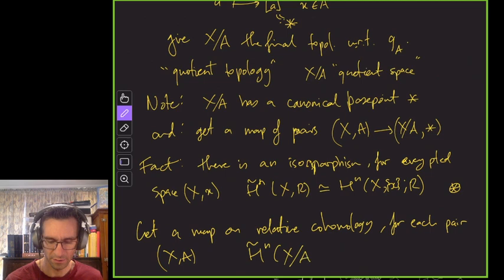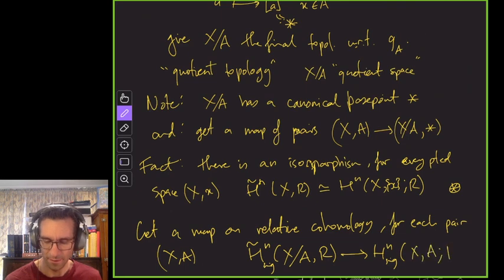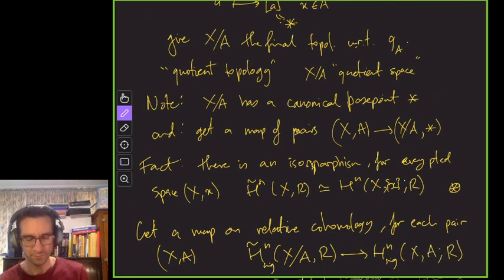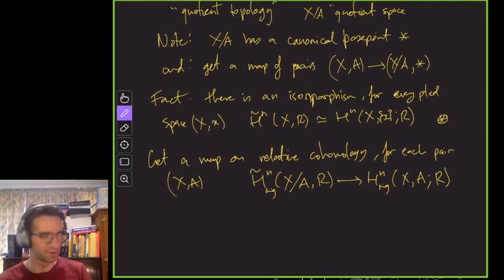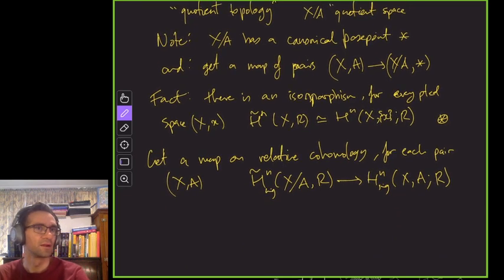You take X mod A and take its reduced cohomology, it maps back up to the relative cohomology. And in nice circumstances, this is an isomorphism. So what's the hypothesis?